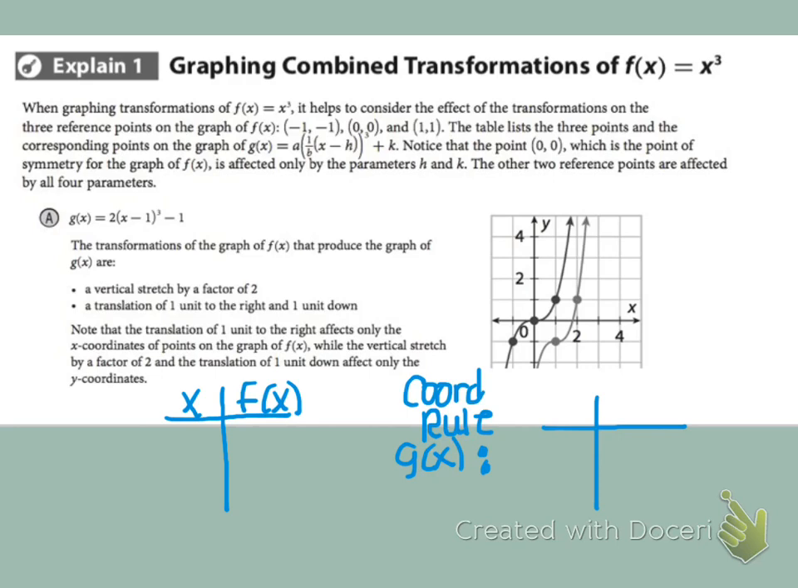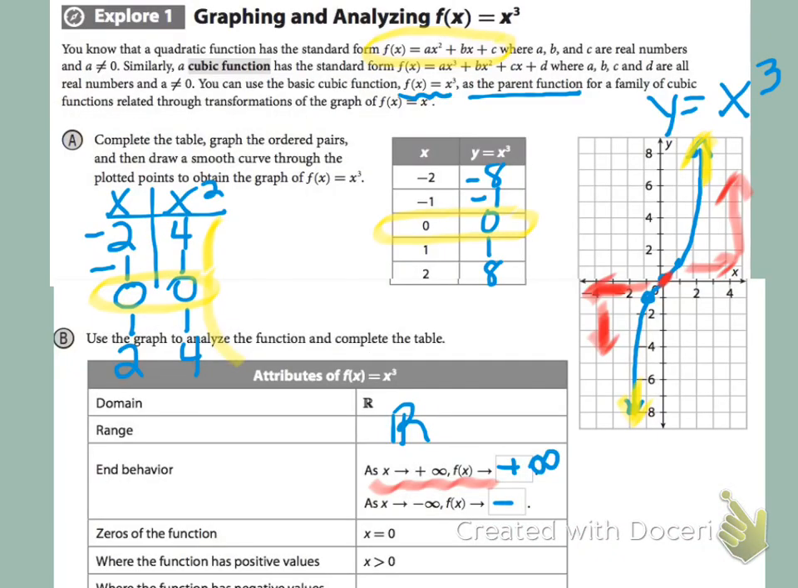So when graphing transformations of f of x equals x cubed, it helps to consider the effect of the transformation on 3 reference points. We can kind of get away with just looking at 3 of these points in this table, and those are the ones right in the middle of the table. Now, ideally, we would use all 5 of these points if we really wanted to get the absolute best graph, but sometimes it can be cumbersome to find the transformation's effect on 5 points.